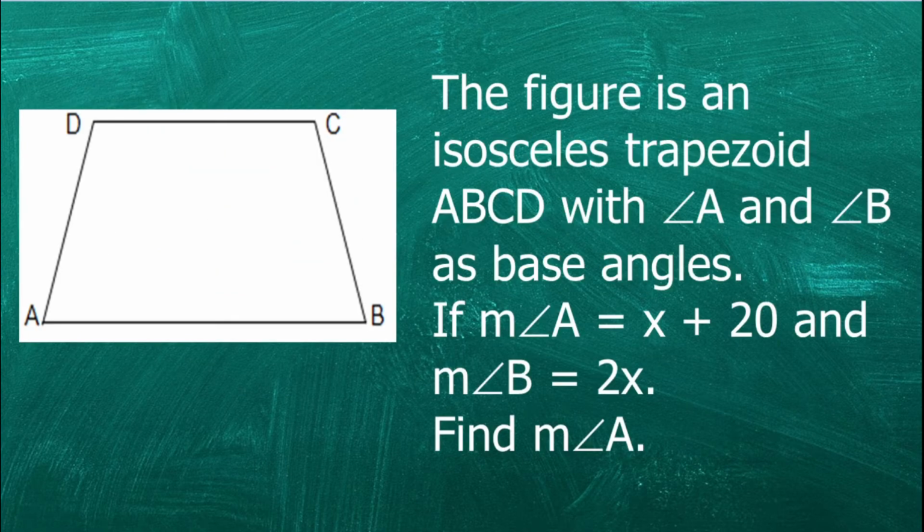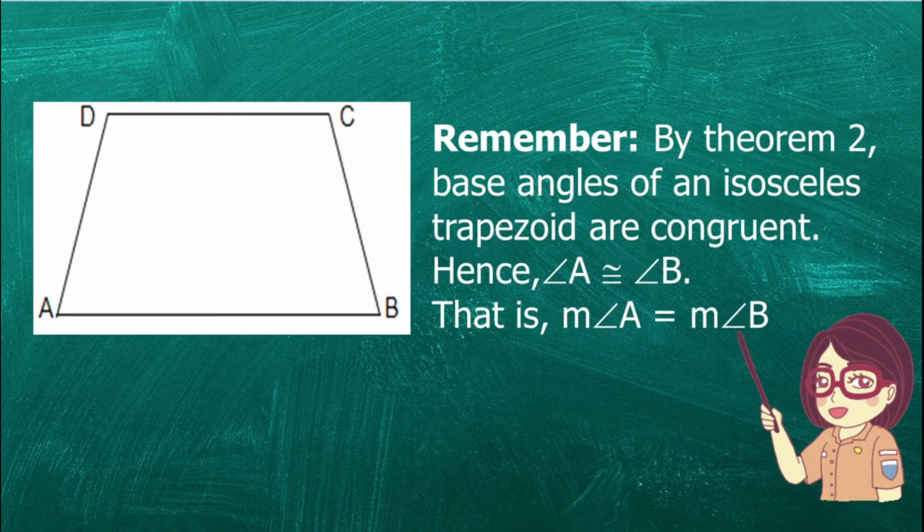For this example, the figure is an isosceles trapezoid ABCD with angle A and angle B as base angles. If measure angle A is x plus 20 and measure angle B is 2x, find measure angle A. Remember that by theorem number 2, base angles of an isosceles trapezoid are congruent. Hence, angle A is congruent to angle B. That is, measure angle A is equivalent to measure angle B.